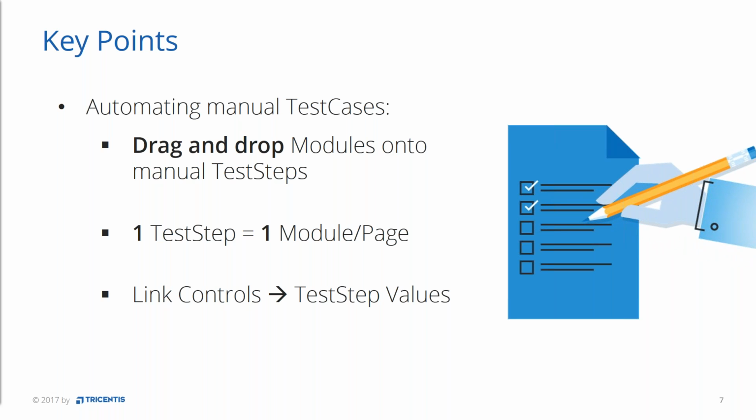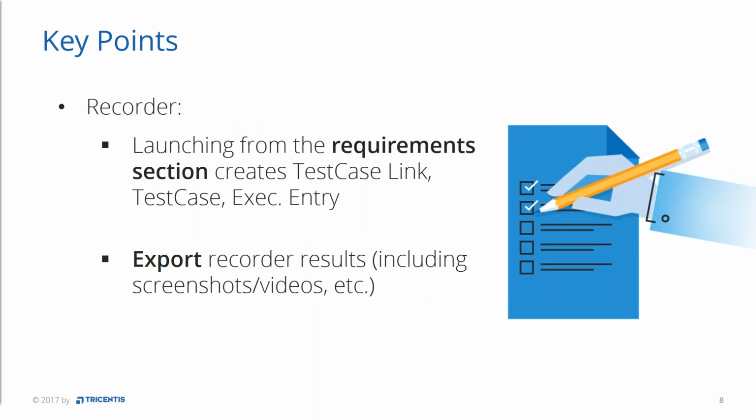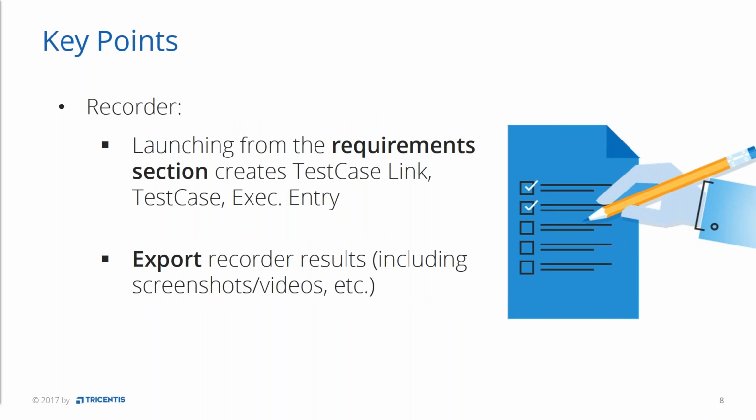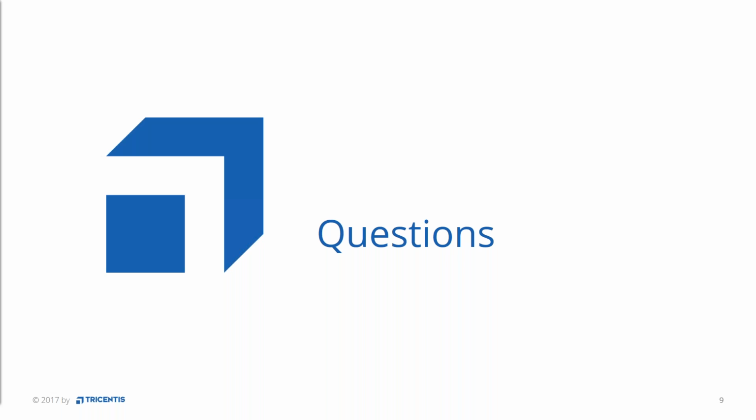To ensure an efficient and smooth transition from manual to automated test steps, you should use one test step per module or one page, and then make sure to link the right controls to the right test step values. And finally, for using the recorder, launching from the requirement section creates a test case link, a test case, and an execution entry. And you can export all your recorder results, including screenshots and videos, to create sort of a manual of the test case.